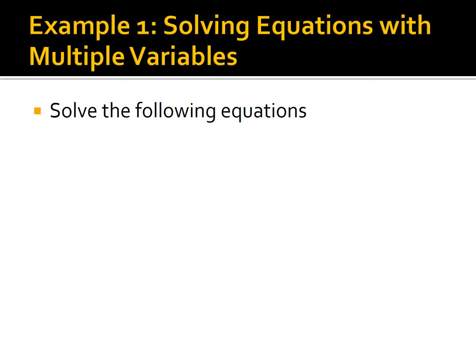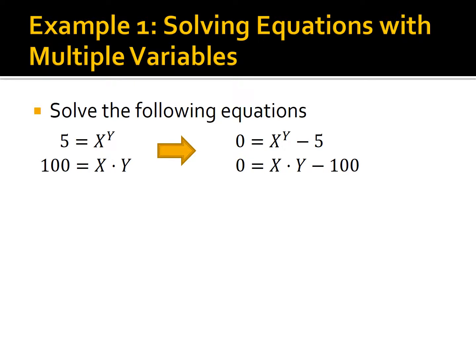So for the multivariable, the first example is to solve equations with multiple variables. For example, I have the first equation such that x to the power of y equals 5, and then x times y is 100. The first step to solve the equation is that we would like to solve for zeros. So we can isolate the zero on the left hand side and then move everything to the right hand side like this.